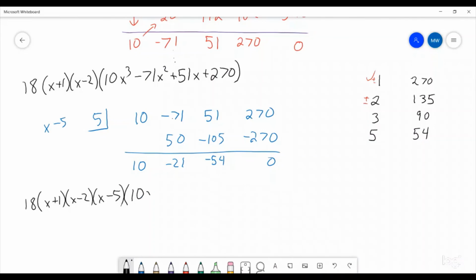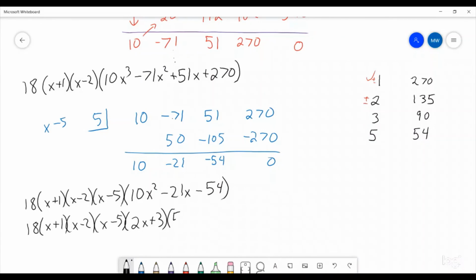we're left with is a 10x squared minus 21x minus 54. And then this, we can either be clever with how we factor it, or we can use the quadratic formula, and we end up being able to finish factoring this as x plus 1, x minus 2, x minus 5, 2x plus 3, and 5x minus 18. And there we go. That is how this was factored, and we were able to do so using synthetic division. I hope this was helpful and that you enjoy synthetic division as much as I do. I hope you have a great rest of your day, and good luck with the rest of your math.